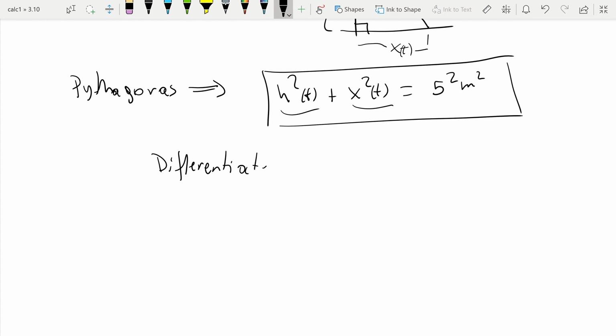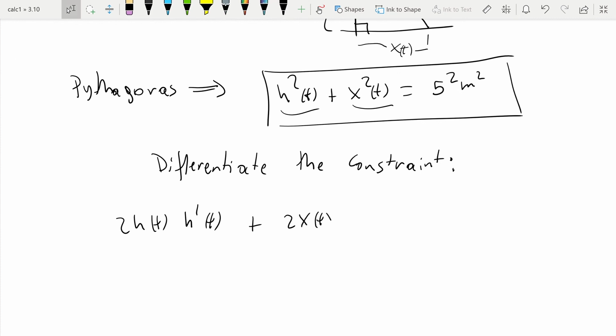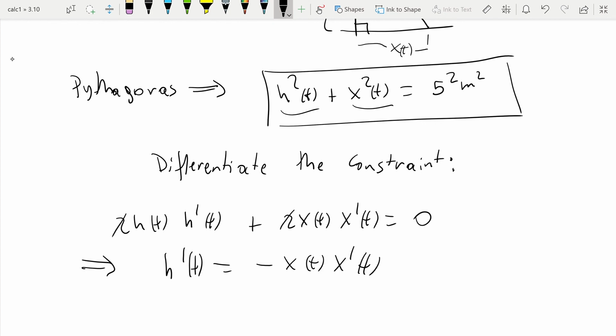We always differentiate the constraint. Okay? And this will give us that 2h(t) times h'(t). Remember, we're differentiating with respect to t. This 2x(t) x'(t) is going to be equal to 0 because the derivative of 25, which is 5 squared, is 0. It's constant. Here we can forget about the 2's. And this tells us that h'(t) is equal to minus x(t) times x'(t), all that divided by h(t).